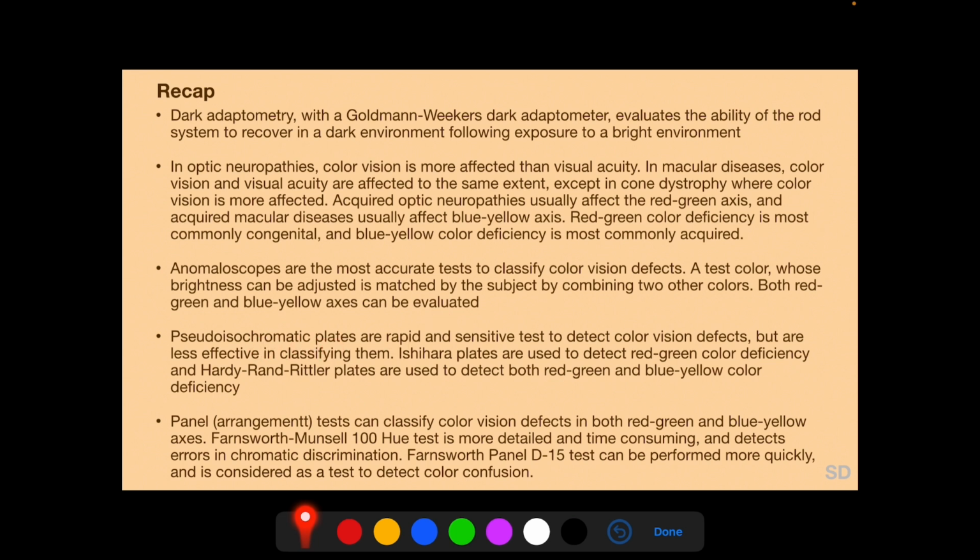Pseudo-isochromatic plates are rapid and sensitive tests to detect color vision defects but are less effective in classifying them. Ishihara plates are used to detect red-green color deficiency, and Hardy-Rand-Rittler plates are used to detect both red-green and blue-yellow color deficiencies. Panel tests or arrangement tests can classify color vision defects in both red-green and blue-yellow axes. Farnsworth-Munsell 100-hue test is more detailed and time-consuming and detects errors in chromatic discrimination. Farnsworth panel D-15 test can be performed more quickly and is considered a test to detect color confusion.